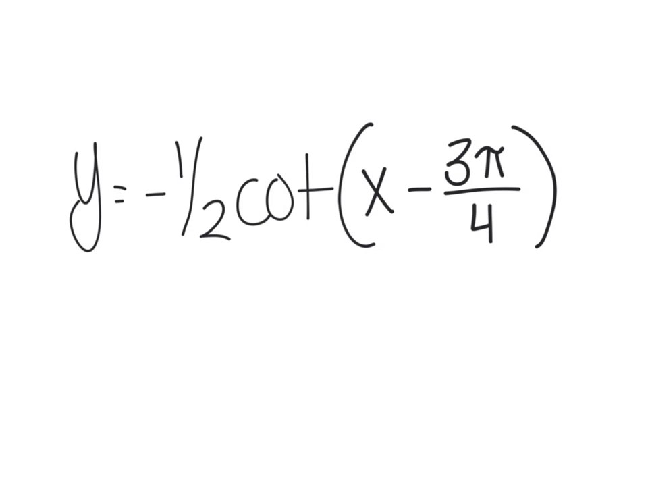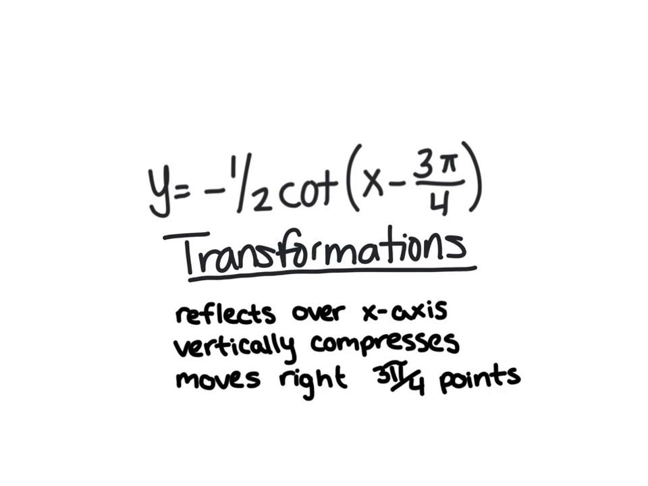My function is y equals -1/2 cotangent, parentheses x minus 3 pi over 4, close parentheses. The graph reflects over the x-axis because of the function being negative. It vertically compresses because a is 1/2 and 1/2 is less than 1, causing it to compress. The graph also moves right 3 pi over 4 because 3 pi over 4 is inside the parentheses, and it moves right because it is negative.